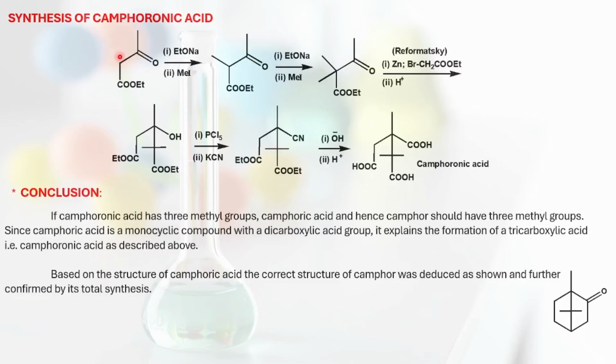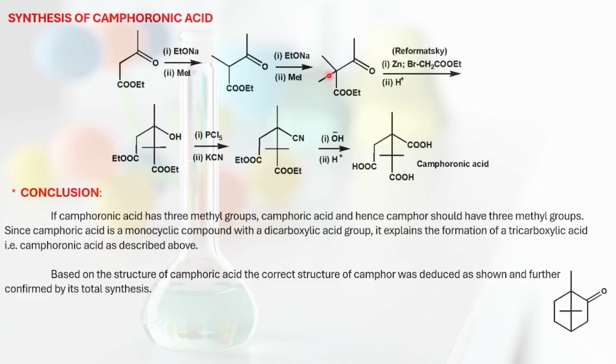Synthesis of camphoronic acid. Here is the ethyl acetoacetate compound, treated with sodium ethoxide, and methylation occurs at the active methylene position. So, we will get firstly the mono methyl substitution. After repeating this procedure, we will get a dimethyl substituted compound.